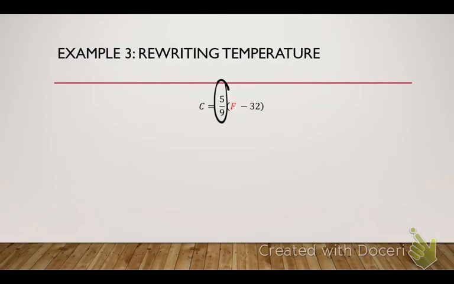So how can I get 5/9 to cancel out to the other side? Anybody know? How can I get 5/9 to cancel? Sarah? Multiply by 9 over 5. Very good. I need to multiply both sides by 9 over 5. What happens when I multiply 9 over 5 times C? What's it going to be? Just tell me. 9 over 5C. So that's why I wrote 9 over 5C.